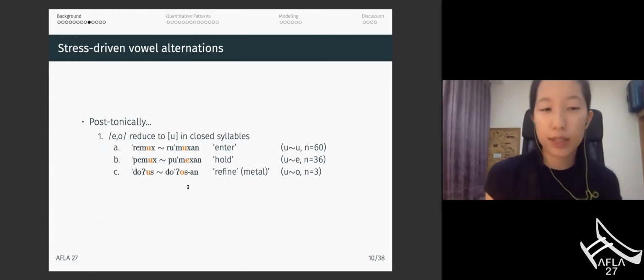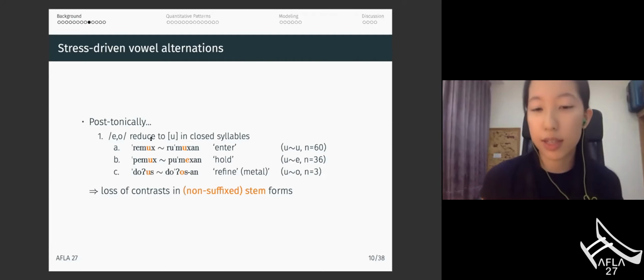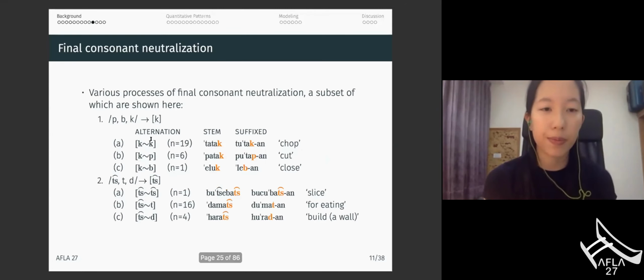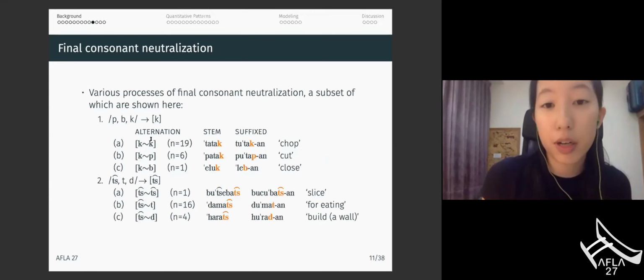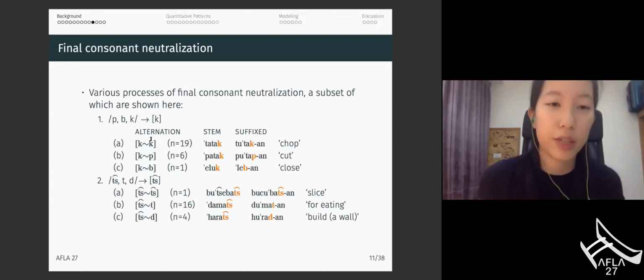So therefore, we can see in these examples, the stems all have contrastive final vowels in the suffix forms. However, all three are reduced to U when in post-tonic position in the isolation stem. And in this case, what we see is loss of contrast in the stem forms, or more broadly, the non-suffix forms of the paradigm. In addition, there are various processes of final consonant neutralization, and a subset of these are shown here. So PB and K neutralize to K.